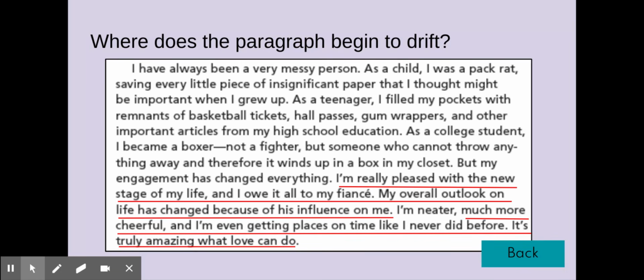The author here mentions several things that have nothing to do with improving her messy lifestyle. In fact, the only concession that she offers for her topic sentence is the quick little "I'm neater." So in other words, watch out for this because it's easy to drift in your paragraphs, but this hopefully can be cleaned up in the revision process.